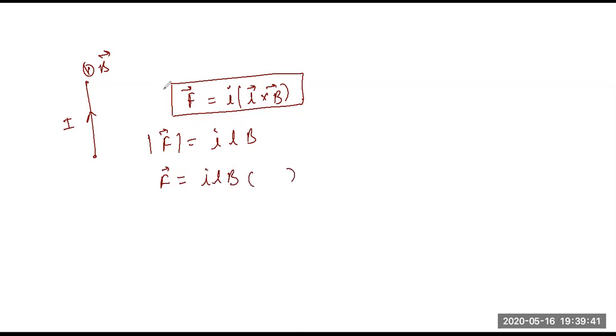L is the direction of I. So first vector will be in J cap. Second vector is in minus K cap. So J cap cross minus K cap. Minus X direction. Minus X, right? So this is the direction of force. Very good. So that's the direction of force.